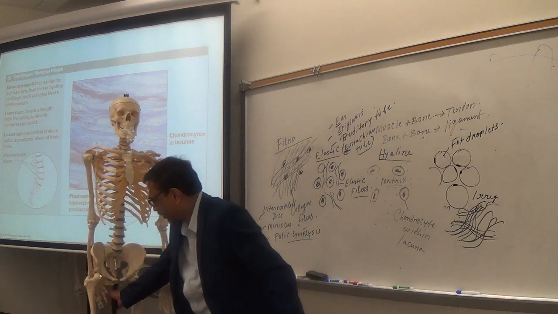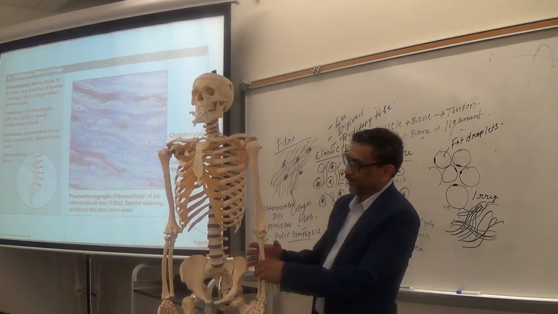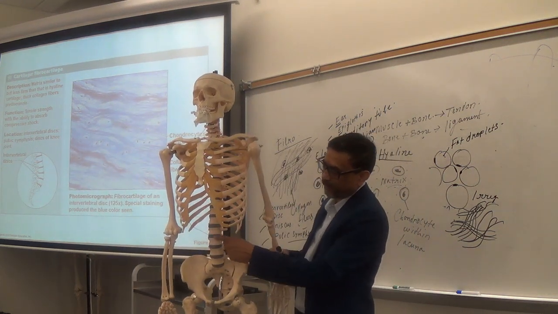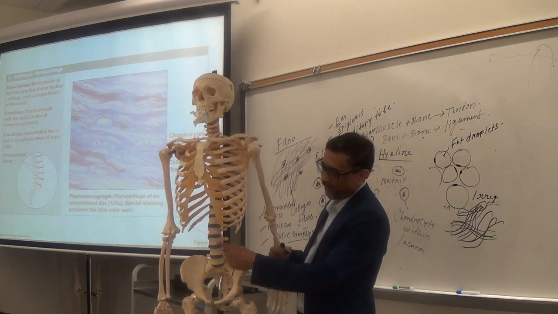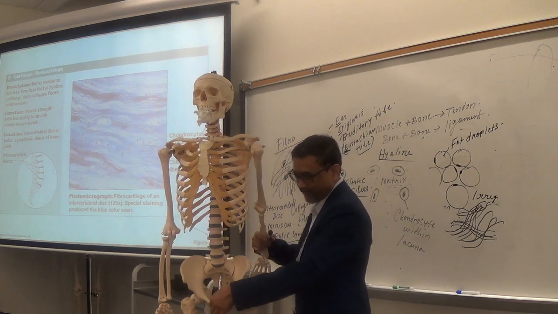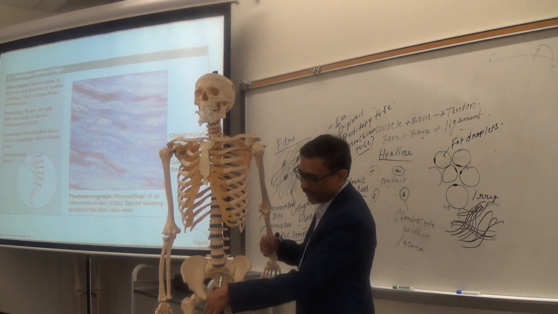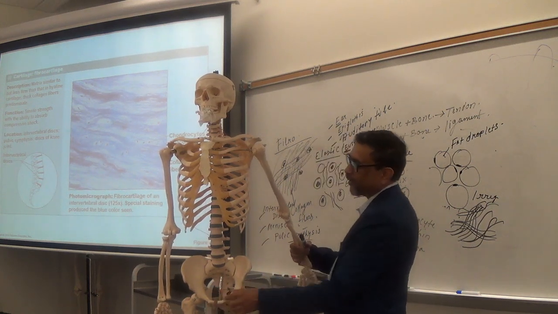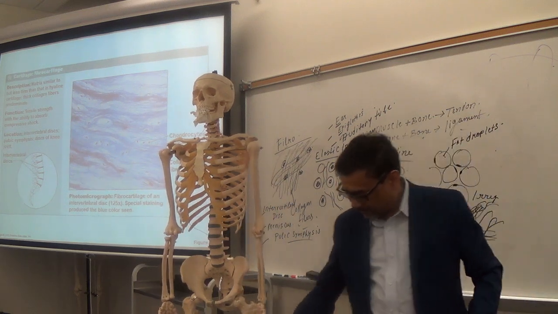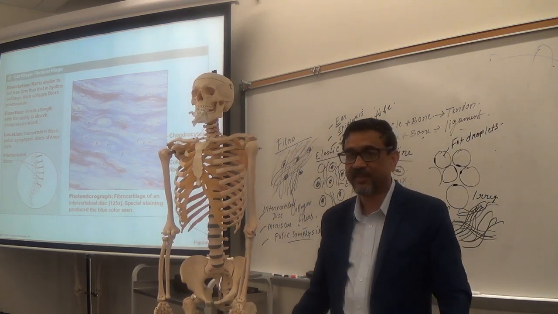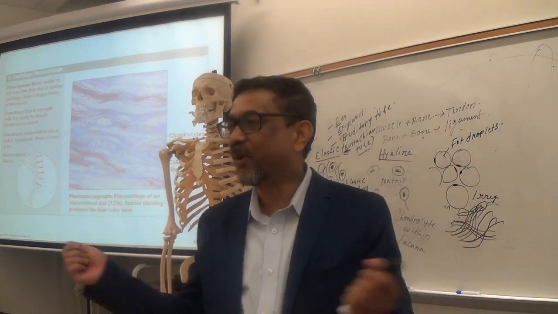So fibrocartilage is present in the intervertebral disc. This is called the pubic symphysis. This piece of cartilage, where two hip bones are joined here. And the meniscus in the knee joint. You know meniscus, right? You have heard. It's a tearing of the meniscus.